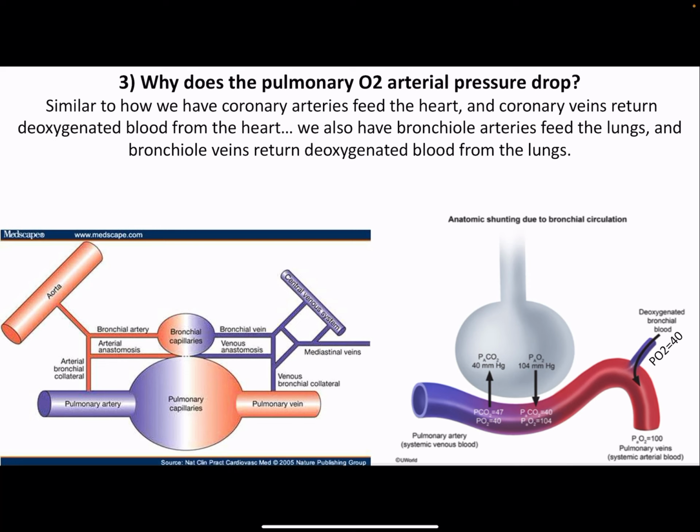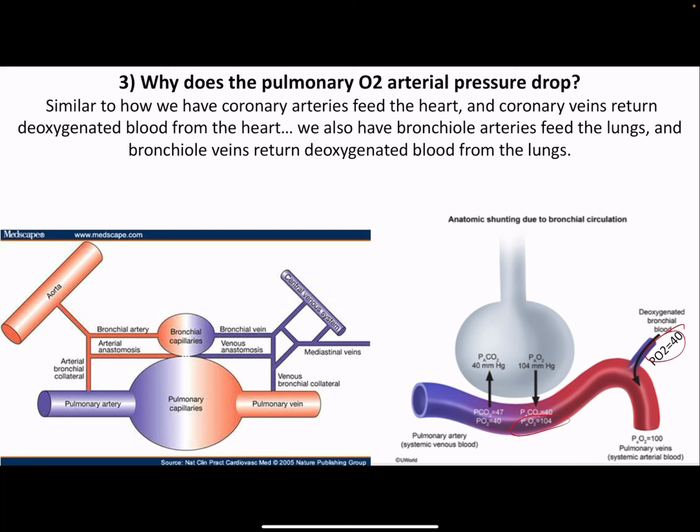All right, well, why does the arterial value drop? We've talked about this before. There is a dual blood supply to the lungs. There is also a bronchial artery that's feeding the lungs, and if there's a bronchial artery, there must be a bronchial vein, which is deoxygenated. We know that deoxygenated is 40.